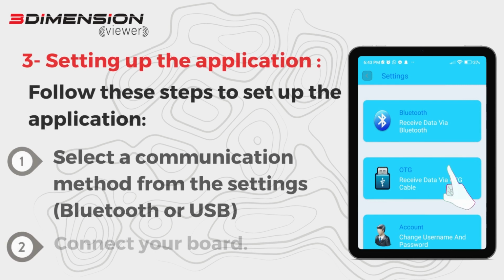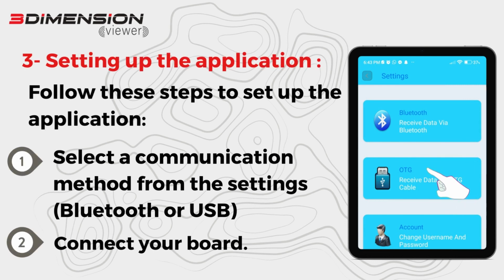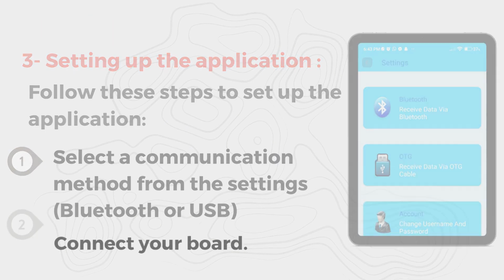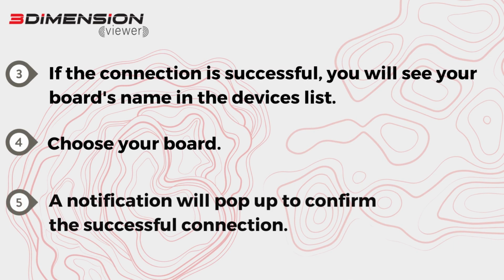3. Setting up the application. Follow these steps to set up the application. Step 1. Select a communication method from the settings, Bluetooth or USB. Step 2. Connect your board. Step 3. If the connection is successful, you will see your board's name in the devices list. Step 4. Choose your board.